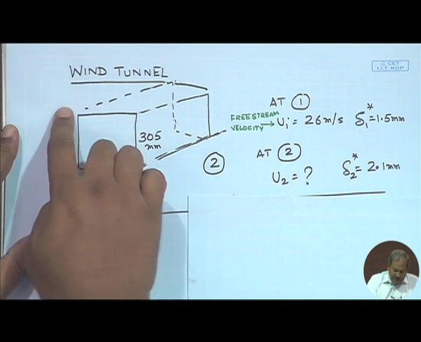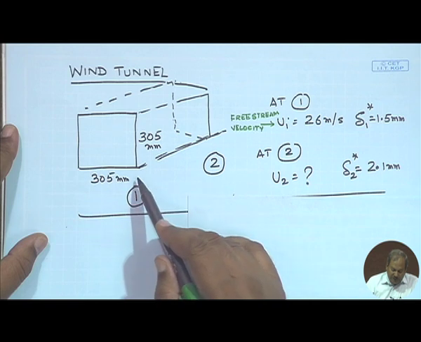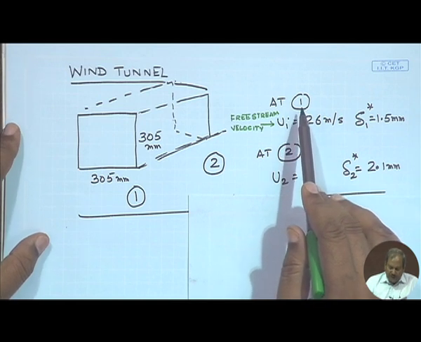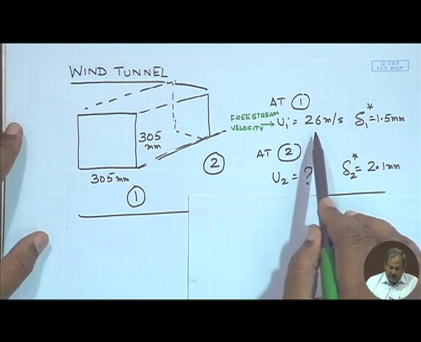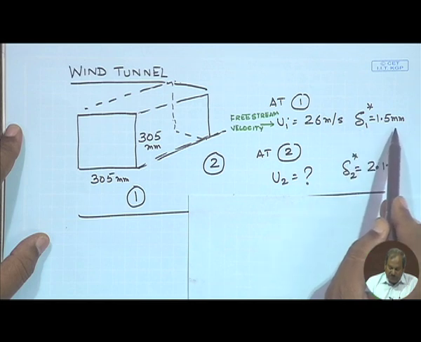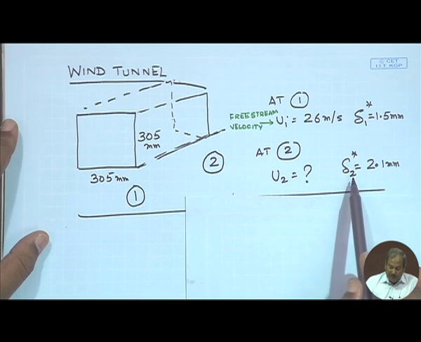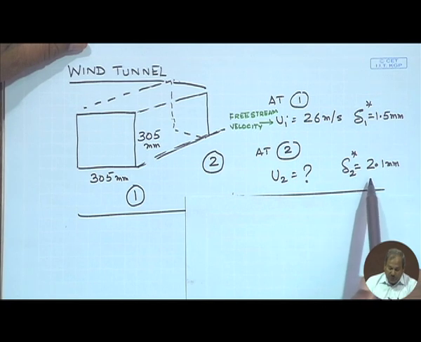And therefore, the problem that we are going to see here is a wind tunnel which is 305 millimeter by 305 millimeter, and let us assume that 1 and 2 are two stations in it, where the velocities are measured. At 1, the free stream velocity is found to be 26 meters per second, and the corresponding value of displacement thickness is measured to be 1.5 millimeter. At some point downstream, at another station called 2, the displacement thickness has been calculated to be equal to 2.1 millimeter.